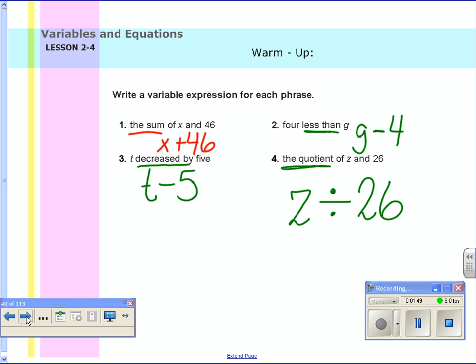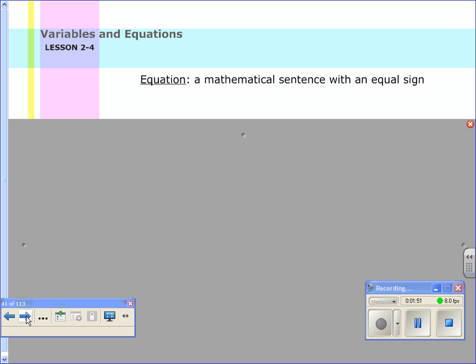All right, let's look at tonight's lesson. And tonight we're first going to identify an equation. An equation is a mathematical sentence with an equal sign. So we talked about expressions before where there were no equal signs. But now with an equation there is. 3 plus 2 equals 5. That has an equal sign.